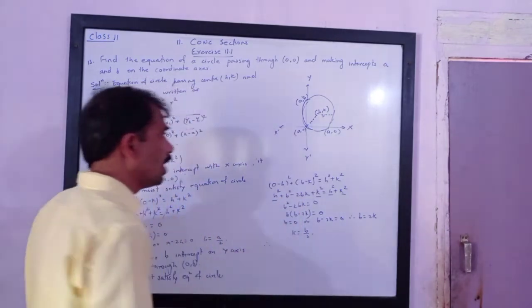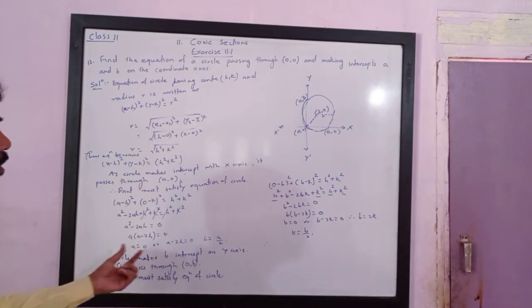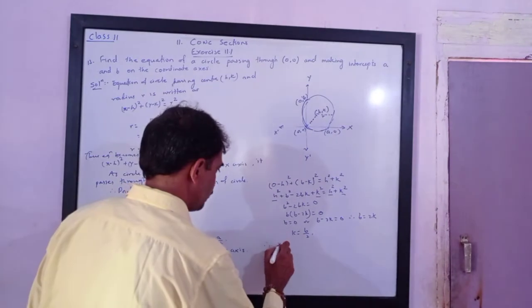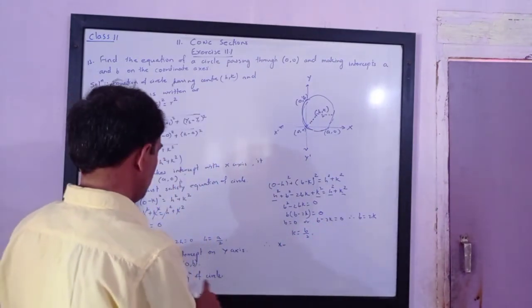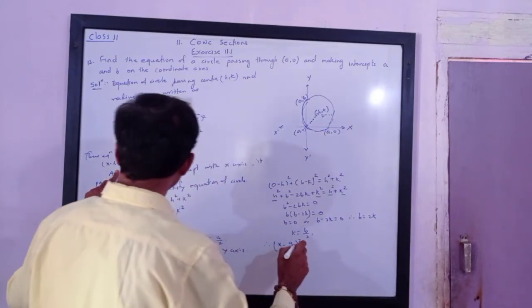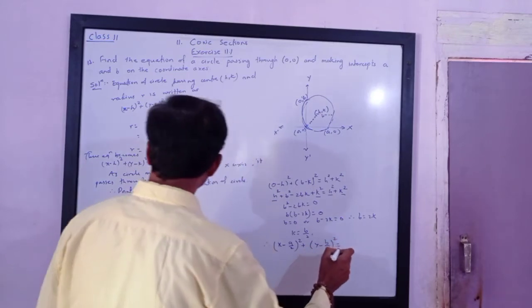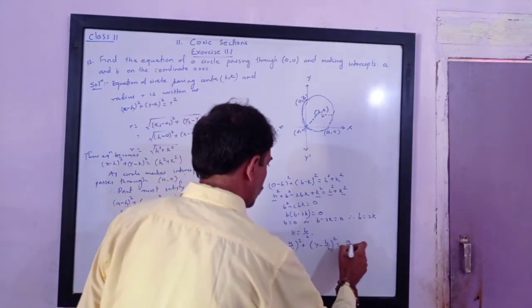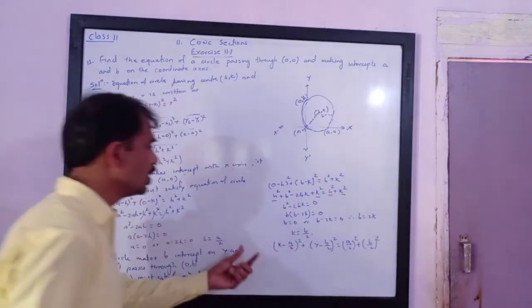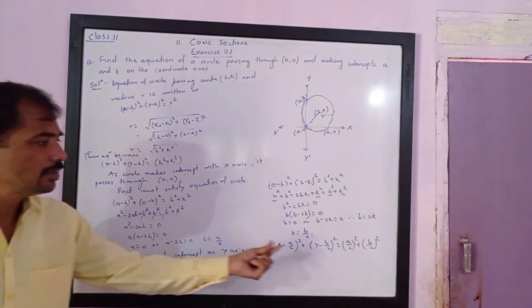Therefore, putting the values of h and k in the equation of the circle. If you put the values of h and k in the equation of circle, we get (x minus a upon 2) whole square plus (y minus b upon 2) whole square is equal to (a upon 2) square plus (b upon 2) whole square. Please note, I have put the values of h as a upon 2 and k as b upon 2.